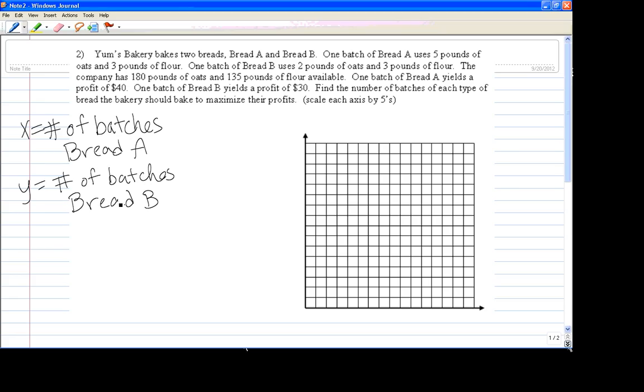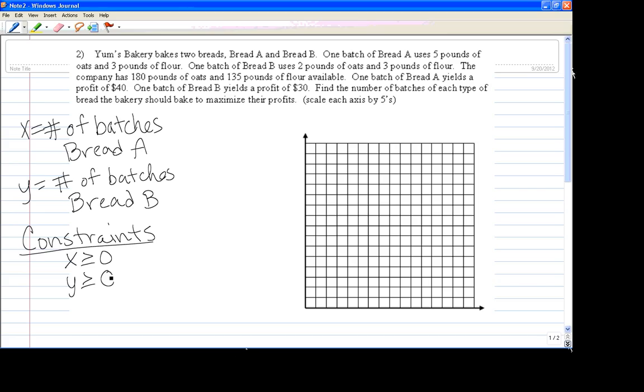I also need to make the constraints. So for my constraints, this is going to be a list of all of the inequalities, just like the examples we did yesterday. Again, the two easy ones, this is a real life situation, so the number of batches of bread A and B cannot be negative. That means that X must be greater than or equal to 0 and Y must be greater than or equal to 0 as well.